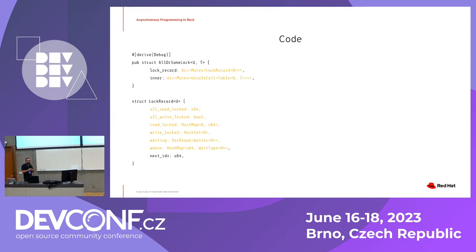And we also have this table inside of a mutex, and that's keeping track of all of our individual data structures that we want to lock. So we basically have an all read lock field here, and this is an integer because we can have an arbitrary number of all read locks at the same time, as long as they're not conflicting with an all write lock, for example.